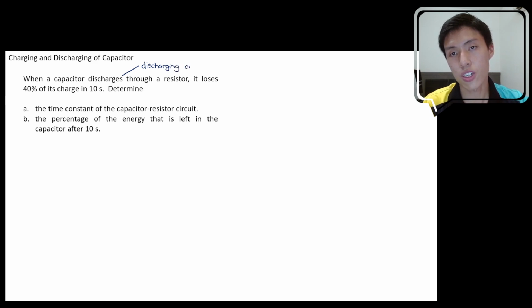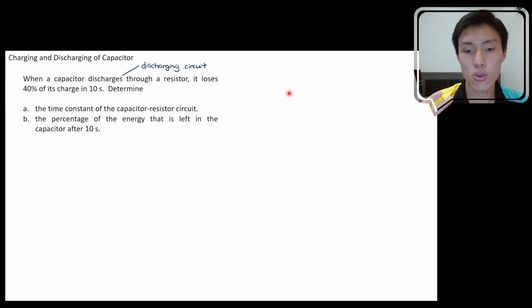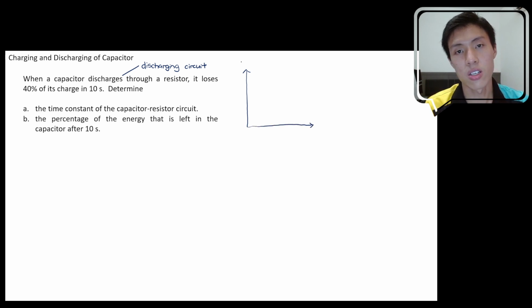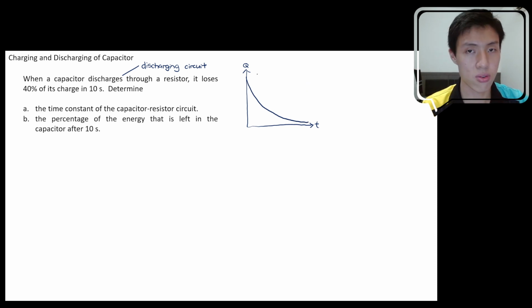So what information do they give you regarding this discharging circuit? They say that it loses 40% of its charges in 10 seconds. If we represent it in the form of a graph, this would be a graph of Q against t, because they say charges. We know that for discharging, the amount of charge stored in the capacitor will be decreasing with time. It will approach 0, but never really touch 0. So it starts with Q maximum, Q naught.